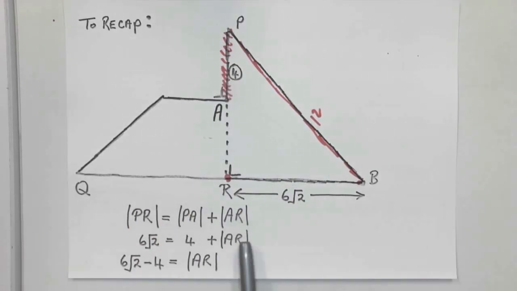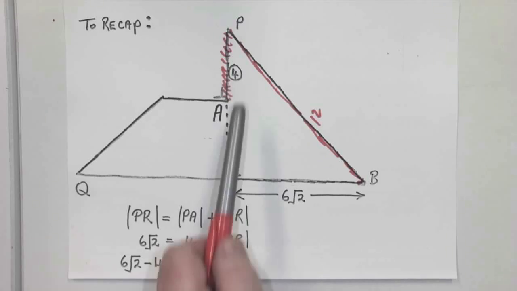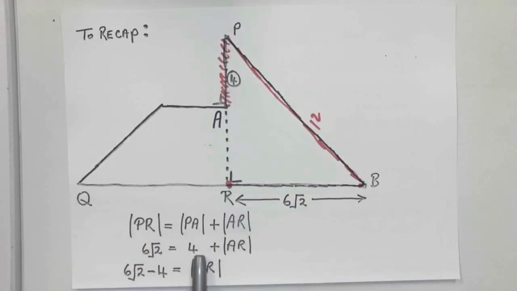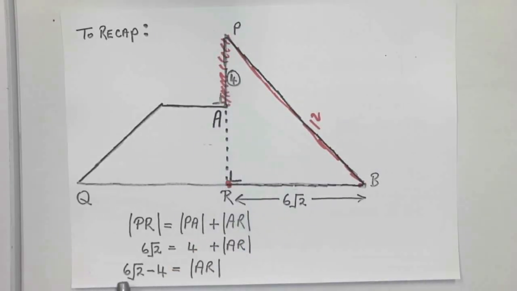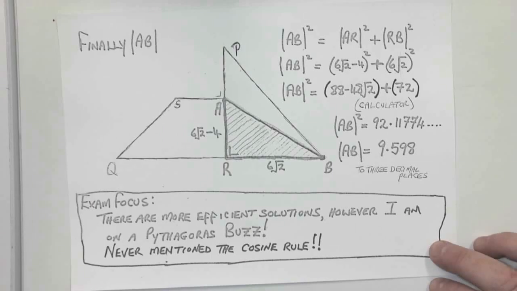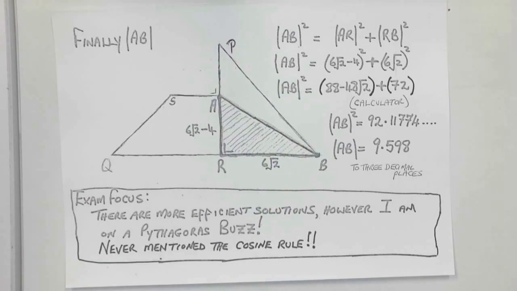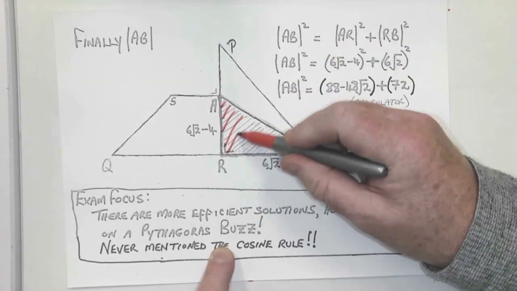And then AR is this bit here. What's Brendan doing? I don't really know, but I'm going along with him for a minute. So 6 root 2 is the whole thing, equal to 4, which is this bit, plus AR. So if you subtract 4 from both sides now, you'll know what AR is. AR is a rather horrible length, 6 root 2, take away 4. And now I can finally say to you, I am ready. And here I am with my last right-angled triangle.